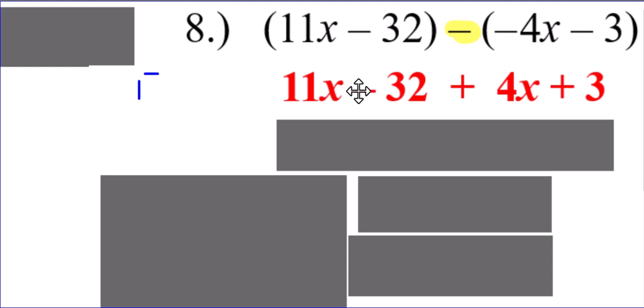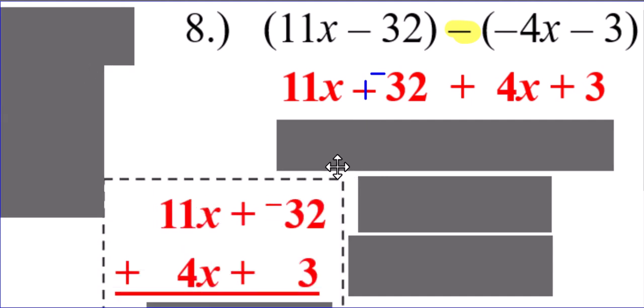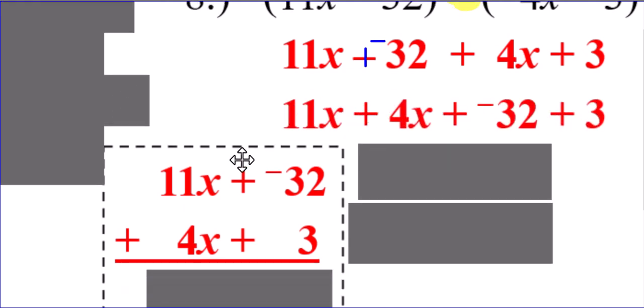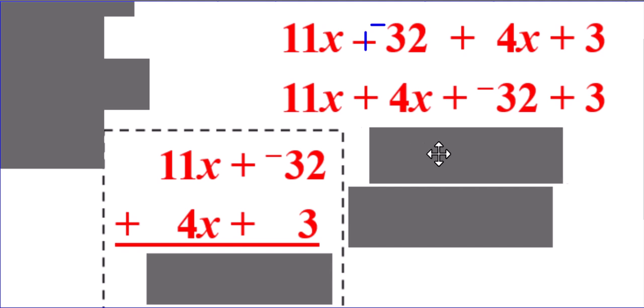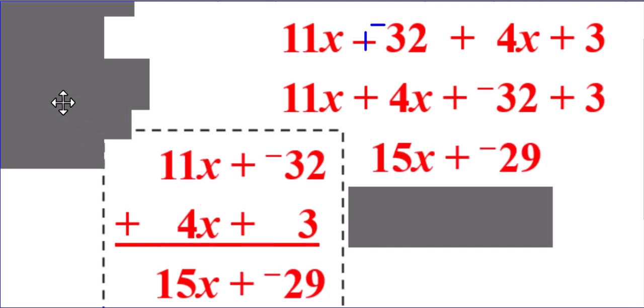Now this time we do have minus here, so we're going to make that adding the opposite before we continue. And now we will line up our expressions off to the side like here, or you will use the commutative property and get those like terms next to each other. 11x and 4x is 15x. Negative 32 and 3, negative, positive, subtract in your head. That's going to give you negative 29.